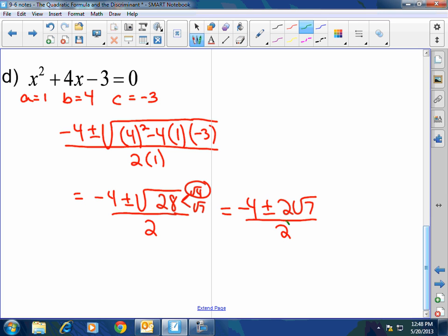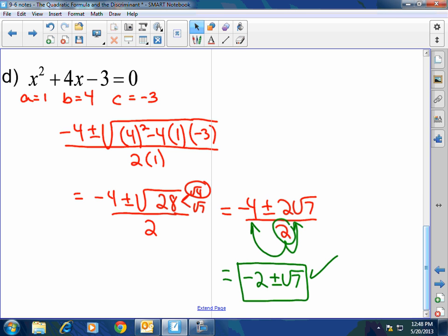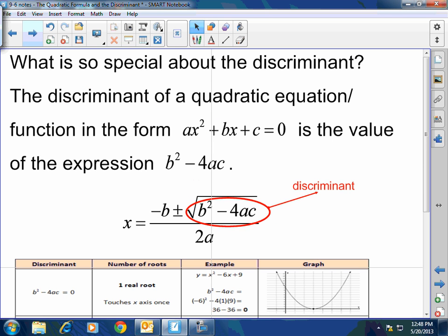Please remember that this 2, it's a division distributive property. So it divides to the whole numbers. And my final answer would be negative 2 plus or minus square root of 7. And you're done. That's the quadratic formula. Pretty simple. No matter how nasty the numbers are, we can always use the quadratic formula. That's why they invented it. It's pretty powerful stuff. Now let's move on to the discriminant.